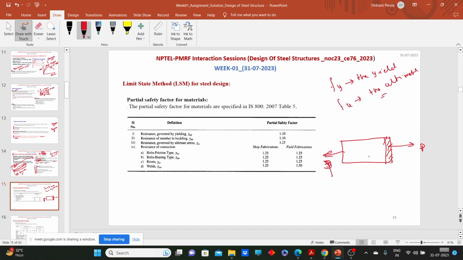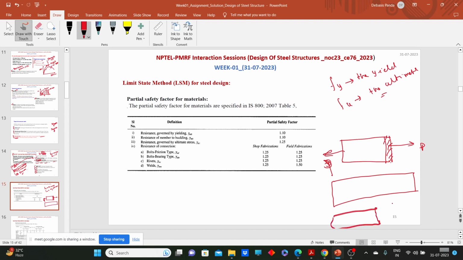Okay, so I will apply an increasing load. What will happen? This will first get elongated, then some fracture will happen like this. First elongation will happen. This bar will elongate.